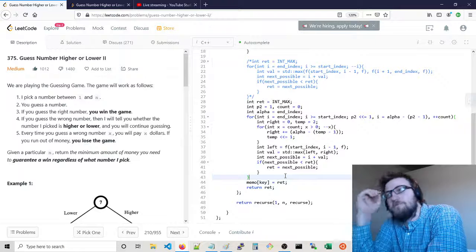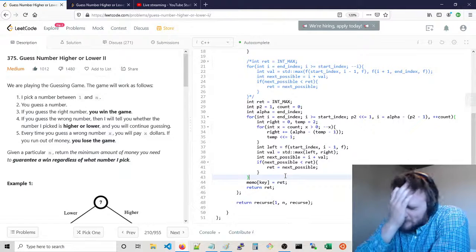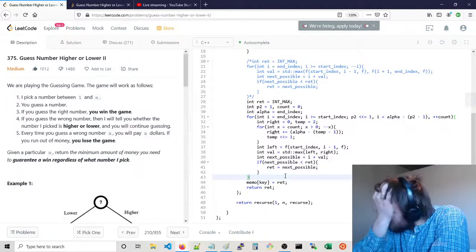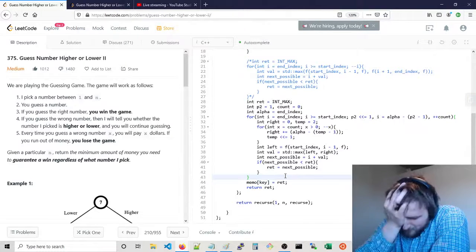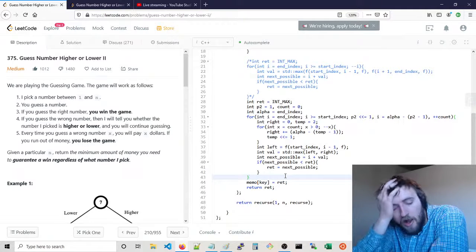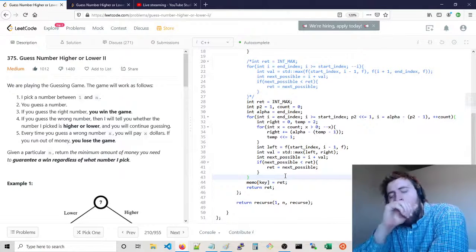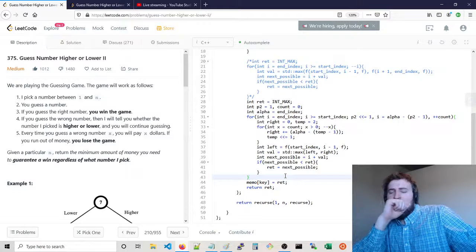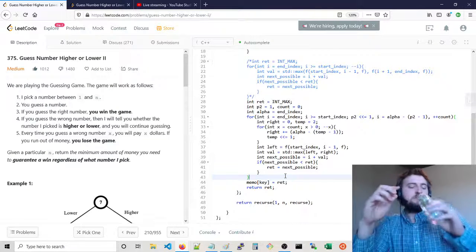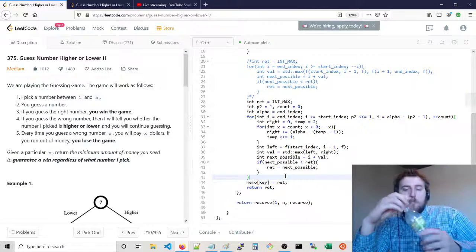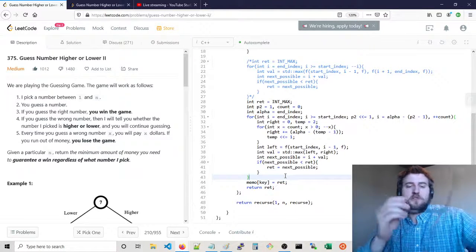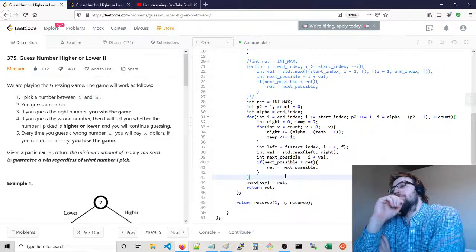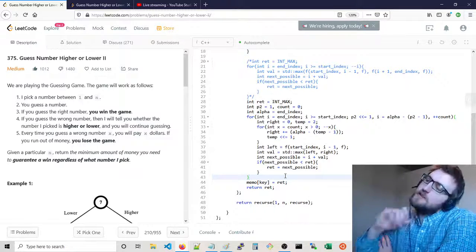Okay. I think I have the right idea, just don't quite have the implementation correct yet. Maybe there's something in here that I'm missing.